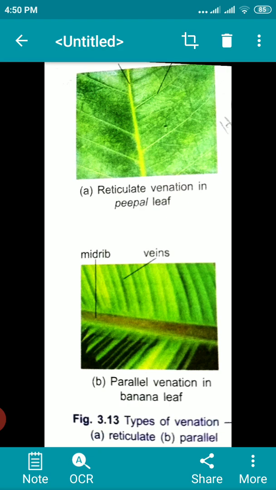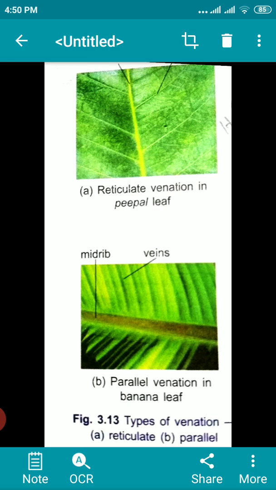If the veins on the leaf are parallel to each other, as you may have noticed in grass or the banana leaf, banana is the best example. If you observe a banana leaf, the veins of the leaf are arranged parallel to each other. This arrangement is called parallel venation. So there are two types of venation: one is reticulate and the other is parallel venation.